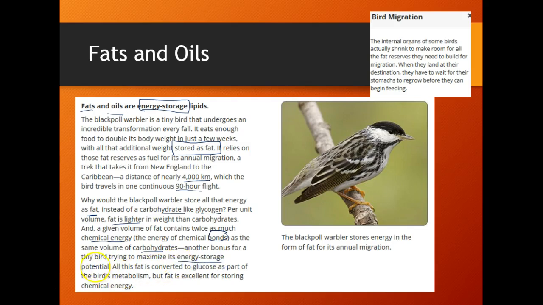its energy storage potential. All this fat is converted to glucose as part of the bird's metabolism eventually, so it'll go from fat to glucose, and then we'll use that to make ATP. Okay, but again, storing it as fat initially is the best way in order to be efficient in this case.